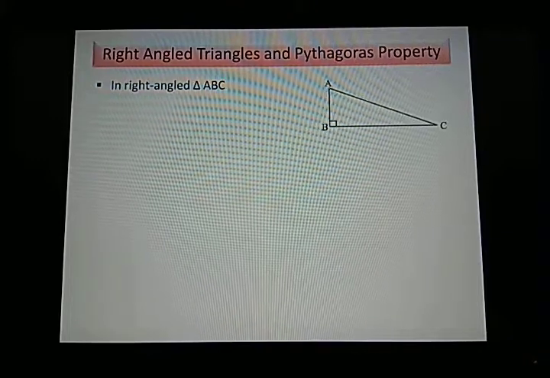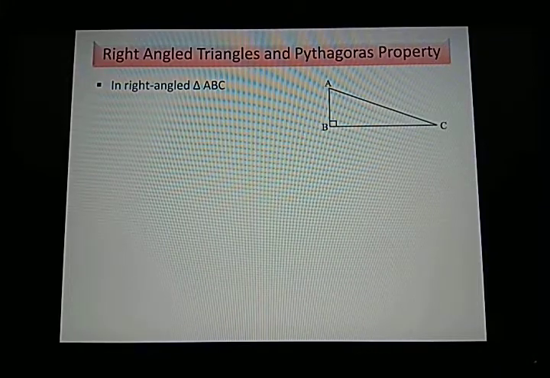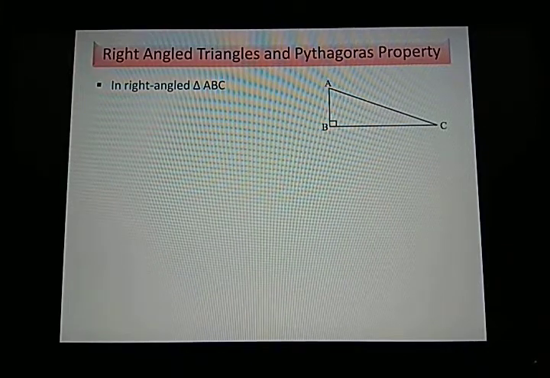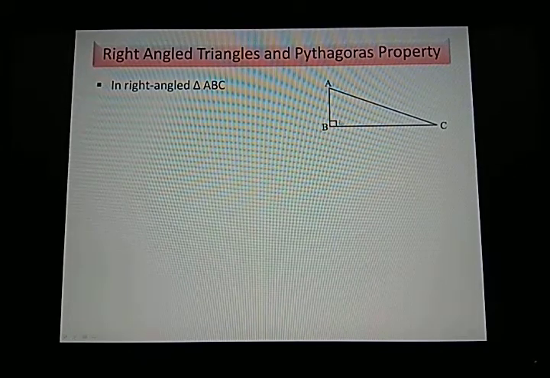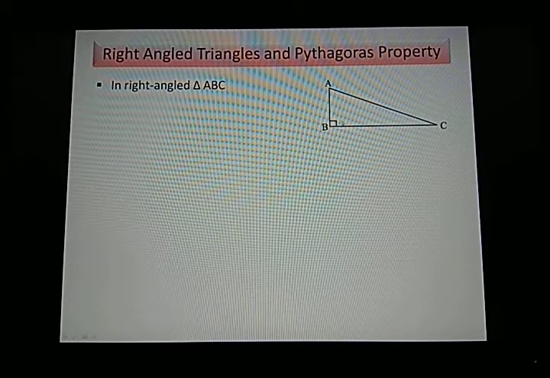Say for example, as you can see in the figure, ABC is a right angled triangle. So how did we come to know that it is a right angle triangle? Because according to the definition of a right angle triangle, a triangle in which any one of the angle is equal to 90 degree, that triangle is called a right angle triangle. So here in this case, in triangle ABC, angle B is a right angle, and as a result, this triangle ABC is a right angled triangle.